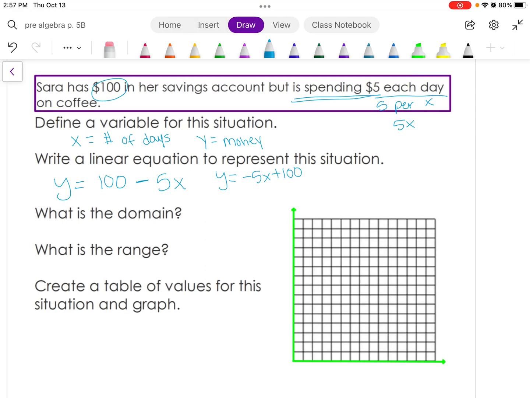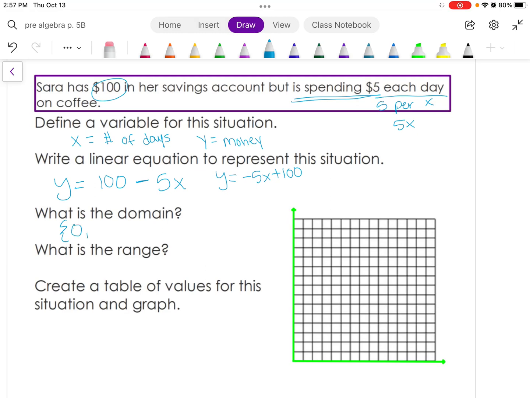So what's the domain? Well, remember that's our number of days. When we're talking about the number of days we buy coffee, we're either buying a coffee that day or we're not, right? Talking about half of a day doesn't really make sense because if it's half of a day, I'm not going to buy half of a coffee. So it's either we bought coffee that day or we didn't. So we're going to think about this as discrete.